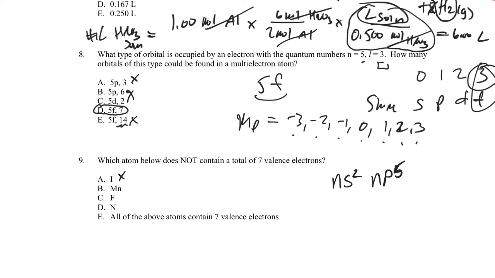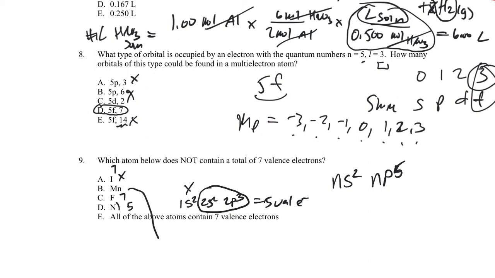Now once you have a filled f and d subshell, those don't count towards the valence. So we have 7 for iodine, we have 7 for fluorine. Nitrogen only has 5. Nitrogen's configuration is 1s2, 2s2, 2p3. Outermost shell only gets us to 5. So these 1s electrons don't count towards the valence.